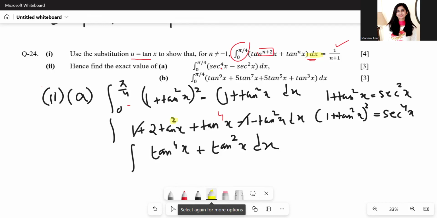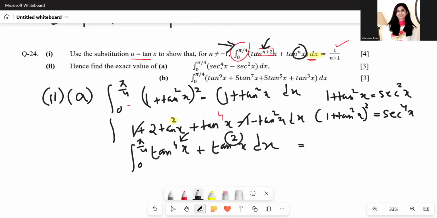All right. So now, how do we use the result of part 1 to solve this? Also, the limits are the same, 0 to pi by 4, as in part 1. So in part 1, we had n here, and now we have 2 here. And here we had n plus 2, and here we have 4. So n is actually equal to 2. The result was 1 over n plus 1, and now we'll write 2 plus 1. So the result of integration is 1 by 3.